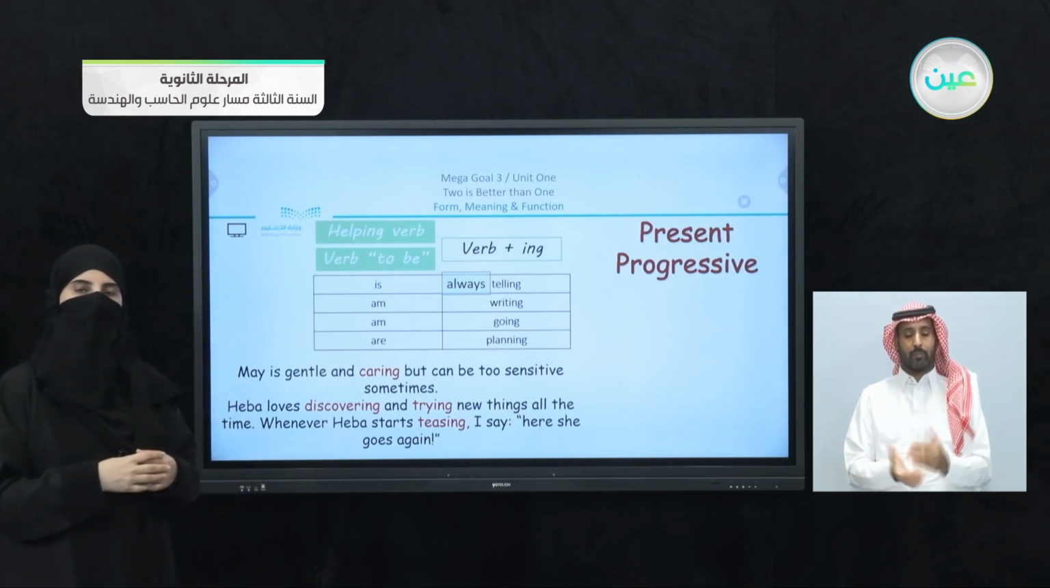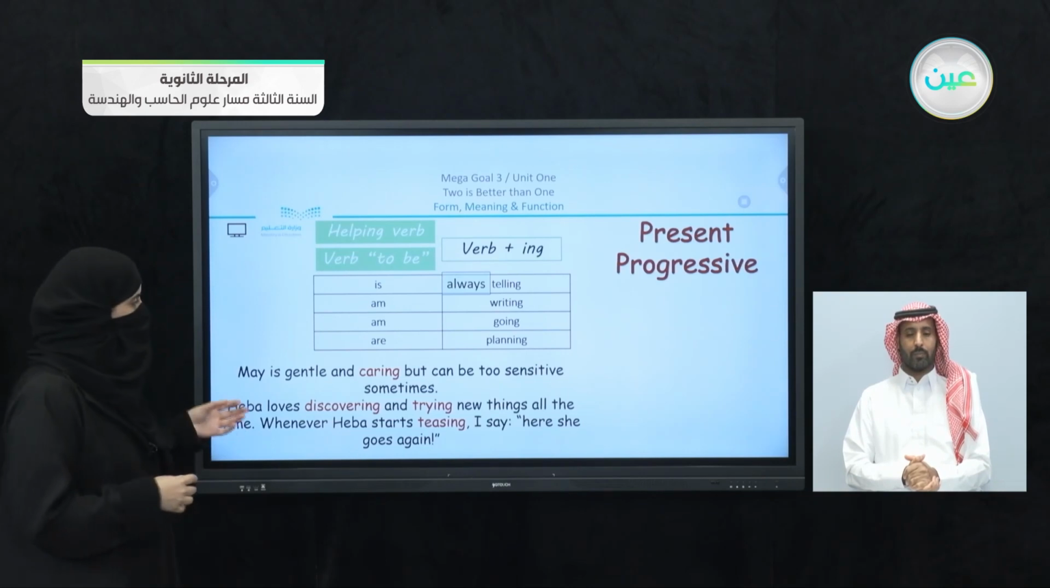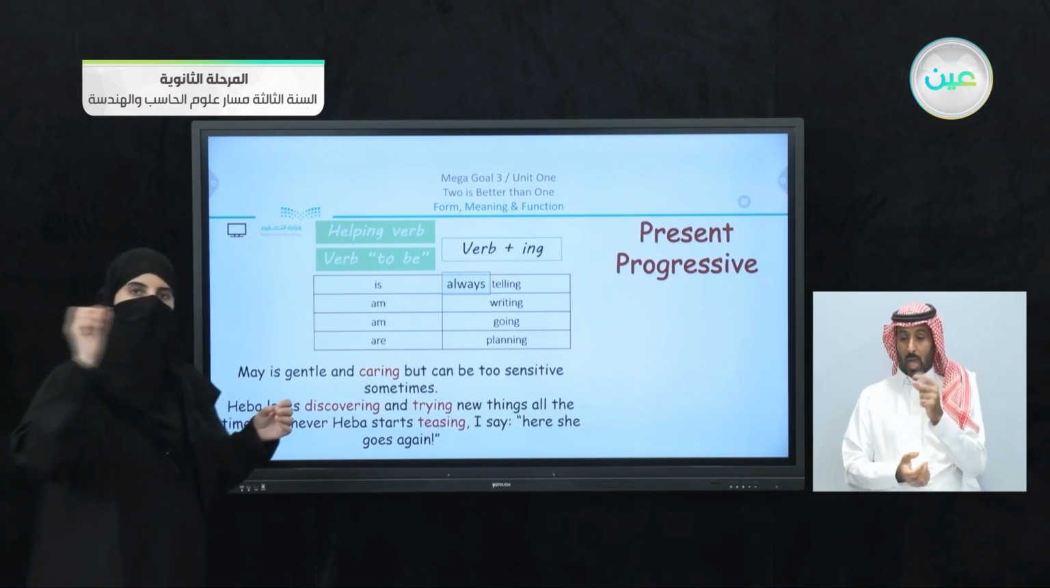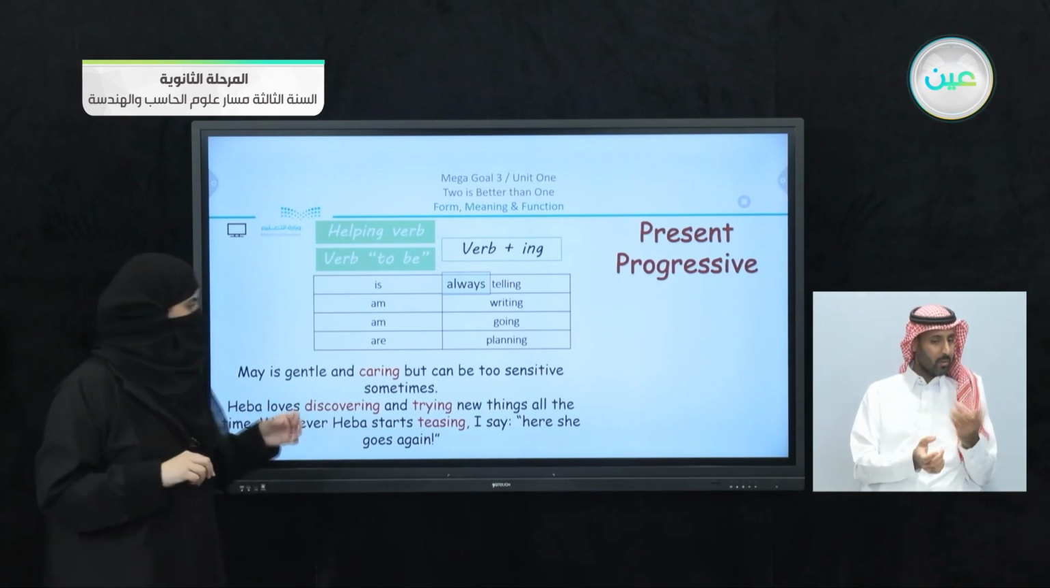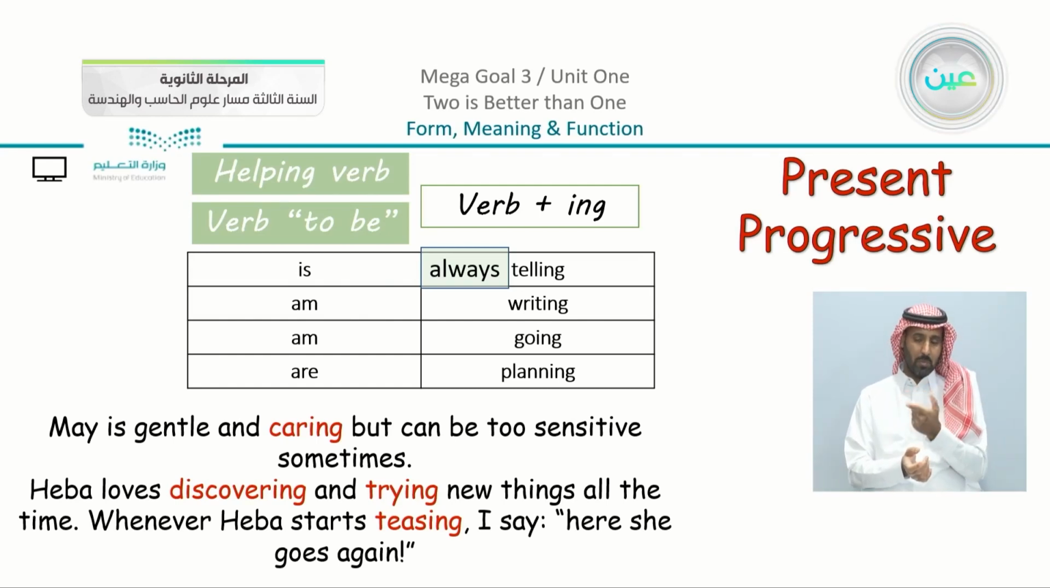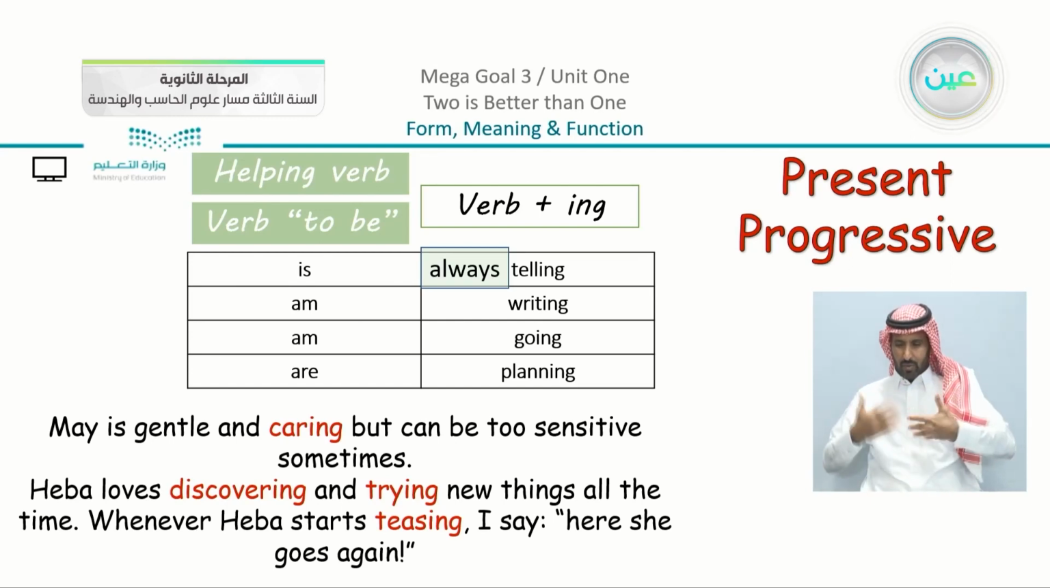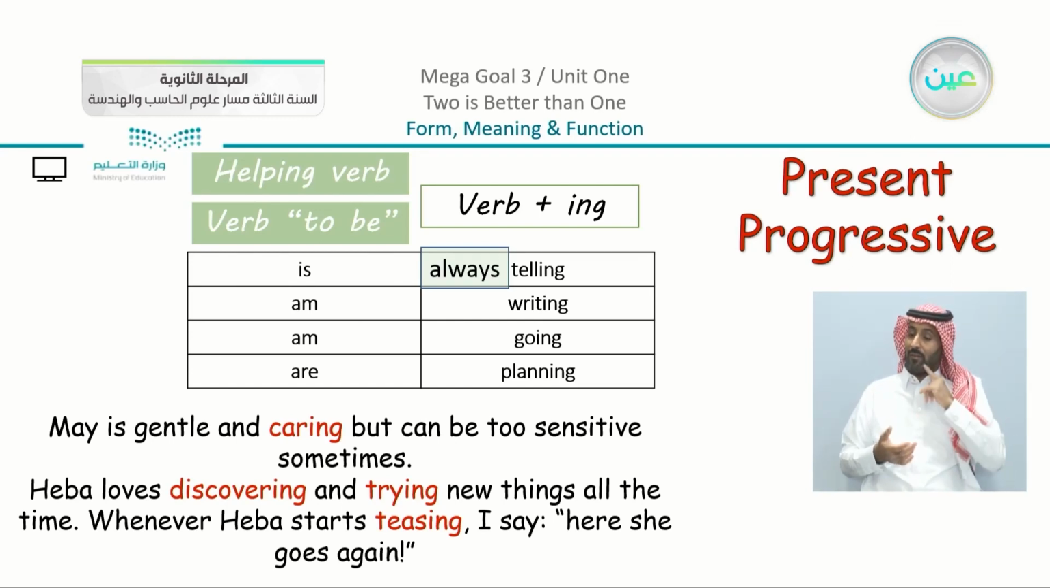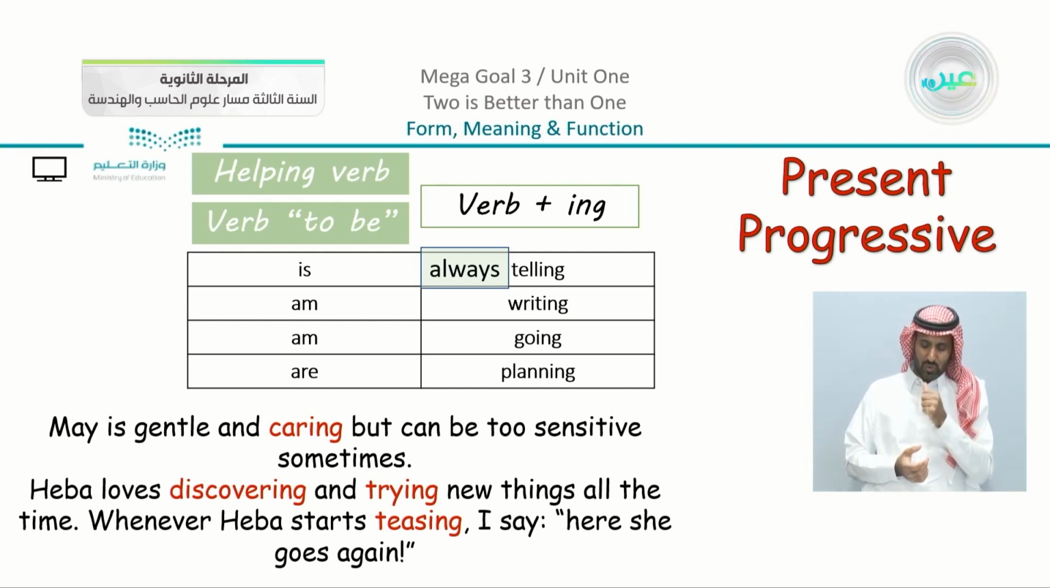You can see that there are these words that we are going to talk about in the next few parts. Now, going back to the words that I underlined in the black line, we said May is gentle and caring. Also, Hiba loves discovering and trying. What does she like to do? She loves discovering and trying new things. And we have here, Hiba starts teasing. Now we have here, she starts. What does she start to do?